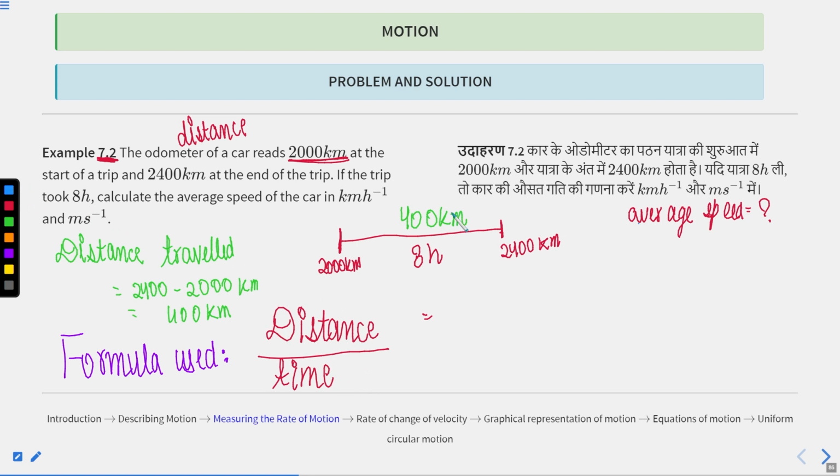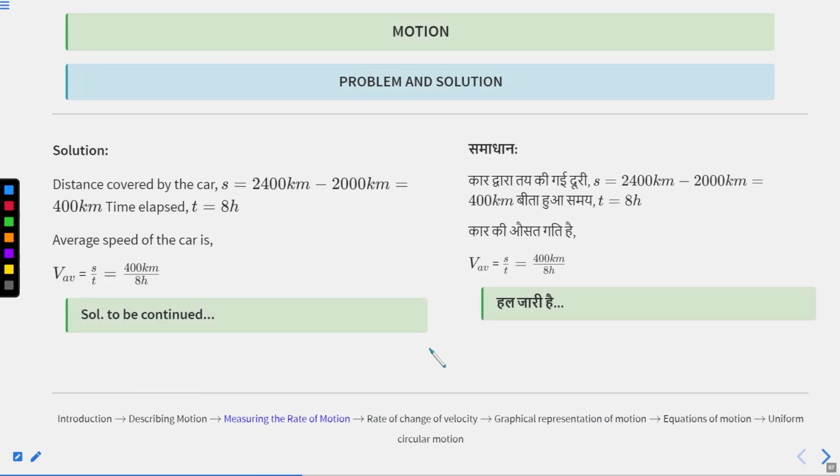same thing. What is the total distance? Total distance is 400 kilometer. And what is the total time? Total time is 8 hours. You will solve this and you will get the answer of average speed in kilometer per hour. Is it clear, class? So this is the approach of the question. Let's see its detailed solution.